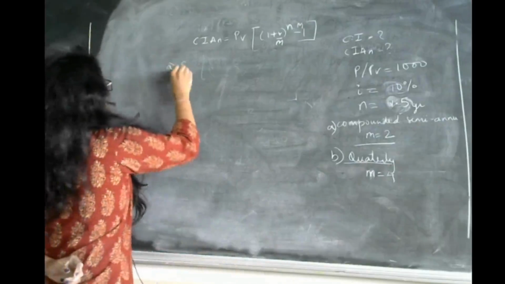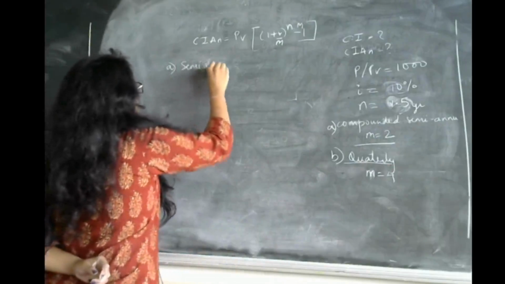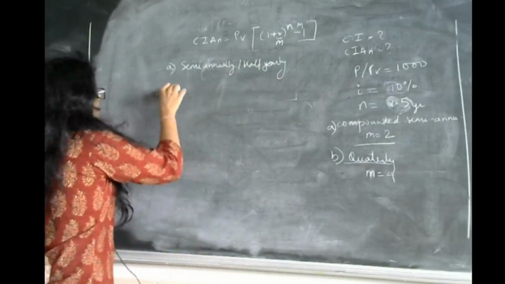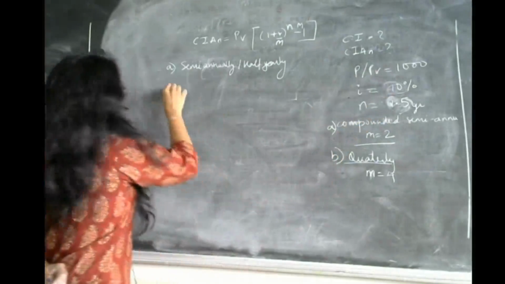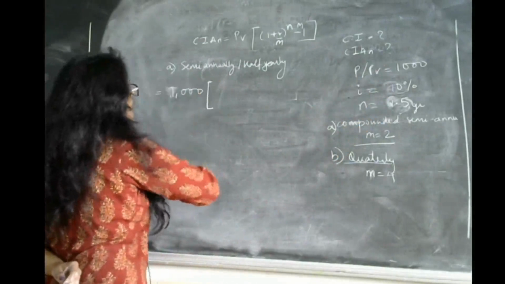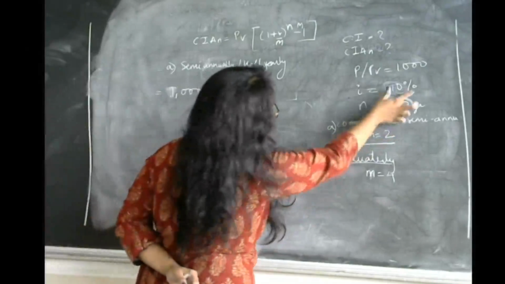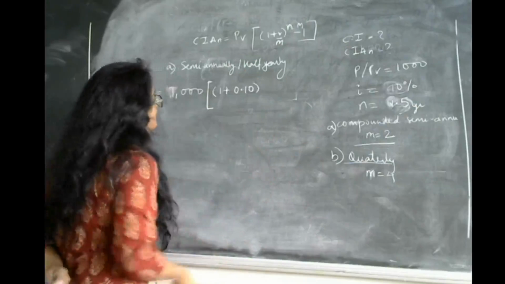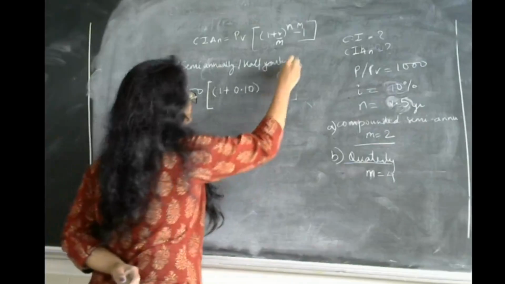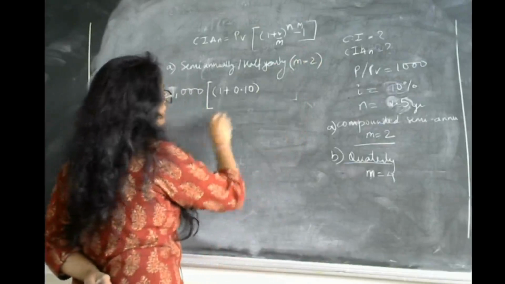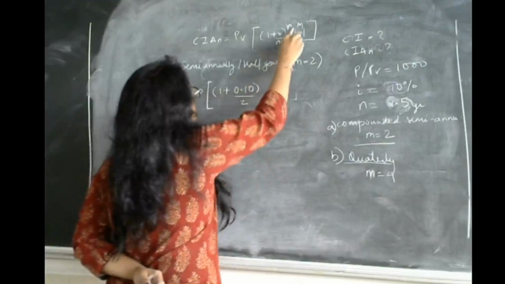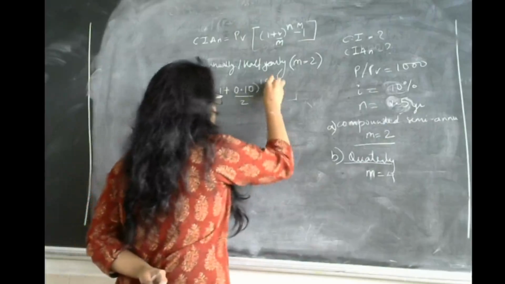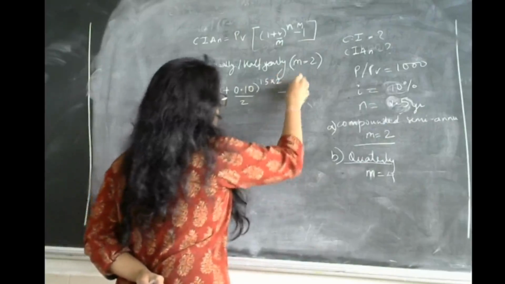Let us start with the first one, that is semi-annually or half yearly. We take the principal amount, which is 1000, and multiply it with 1 plus r. What is r over here? It is 10%, so it is 0.10. Since it is compounded semi-annually, we divide 0.10 by m, and m for semi-annually is 2. The whole raised to n multiplied by m. Now what is n over here? The number of years is 1.5, multiplied by m, which is 2, minus 1.